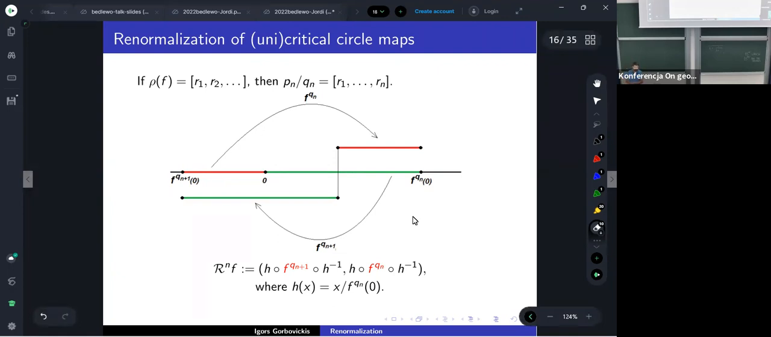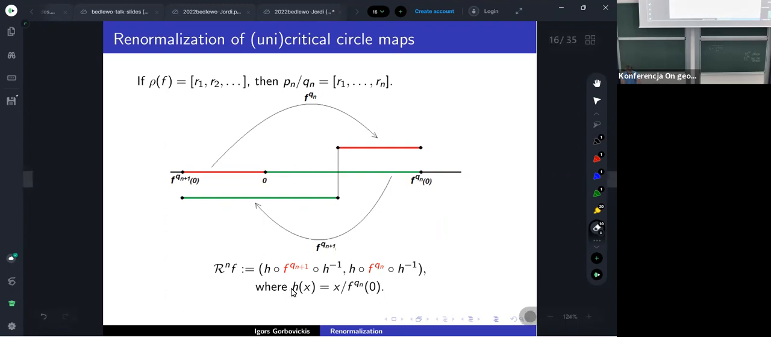And well, now we need to rescale in order to get renormalization. So the rescaling works this way. We want to rescale the whole picture so that the green interval, the larger one, would be the interval with endpoints 0 and 1. So the rescaling is then given by this map, the affine map H.